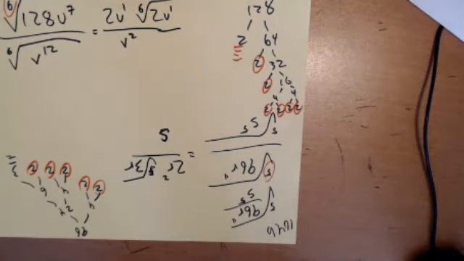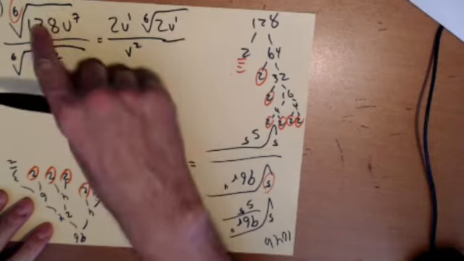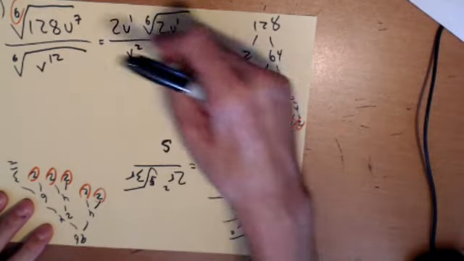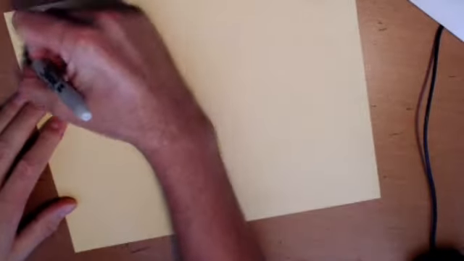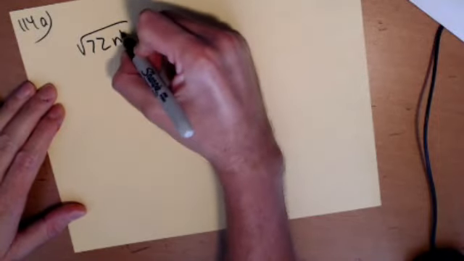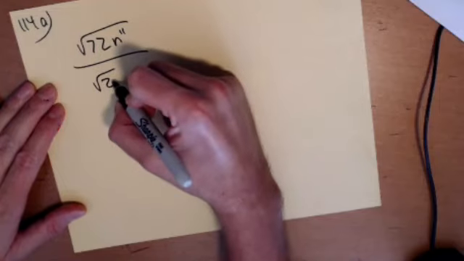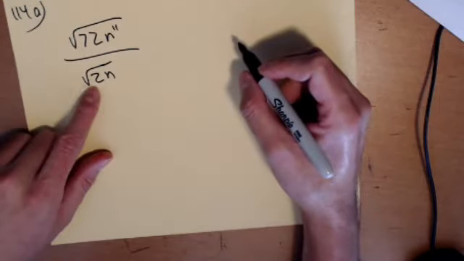Okay. That's basically about it. And then I think what we'll see is, as we move on, they'll have situations where things can reduce. That's it. So let's just try one of those, and then I will be done. We'll just do 114A. That should be plenty. So square root of 72 n to the 11th, all over the square root of 2n. The bottom doesn't really clean up.